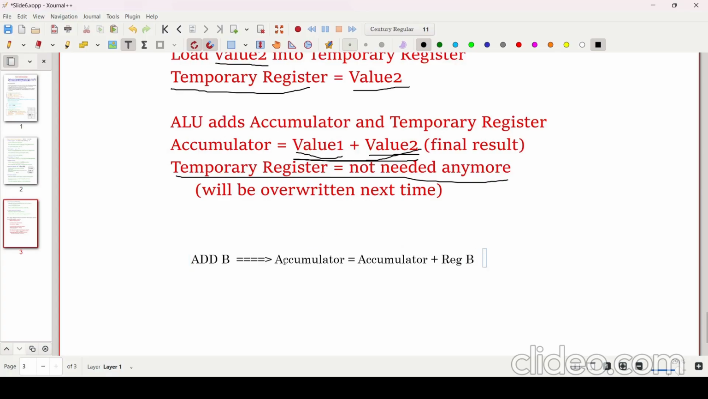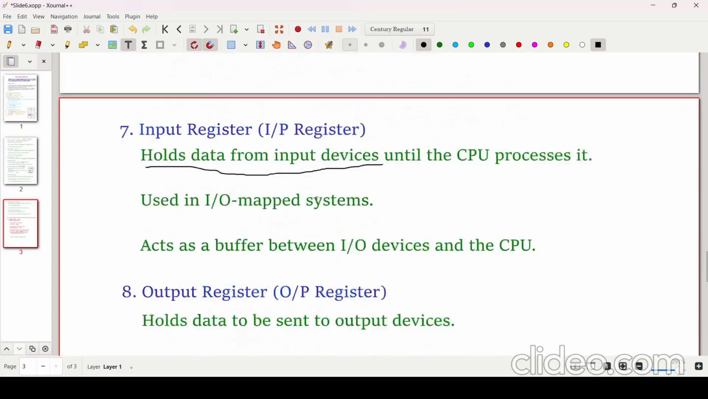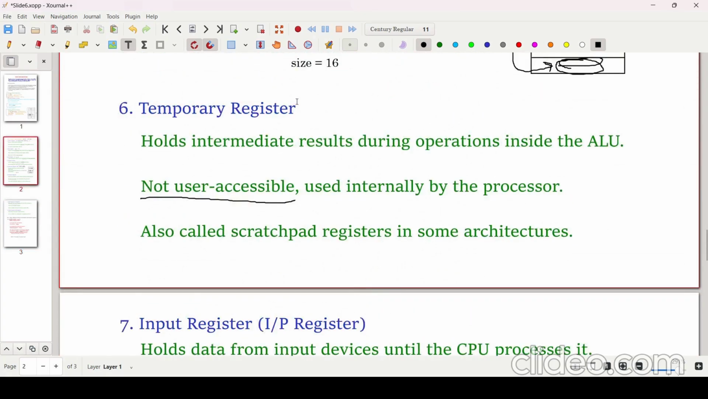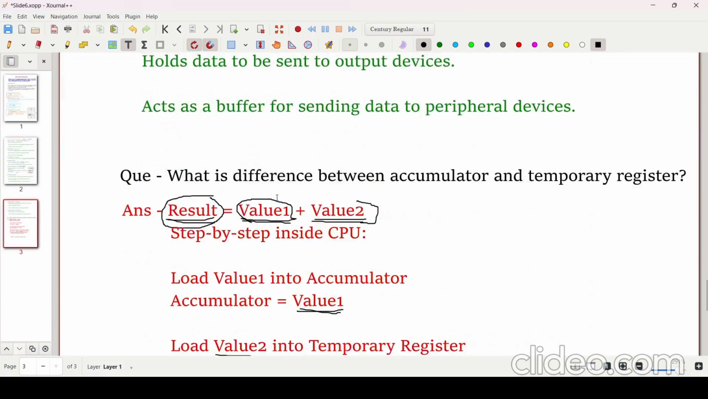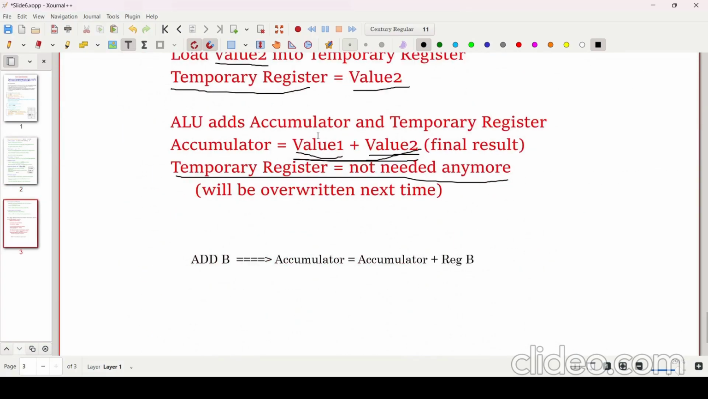So user can access the accumulator, but in temporary register, user cannot access that. As we have already discussed that temporary register is not user accessible, but accumulator is user accessible. User can perform some kind of operation, like here we are adding the register B into the accumulator. Okay. So the final value of the accumulator will become this one, accumulator plus register B. So that was one more difference between the temporary register and the accumulator.